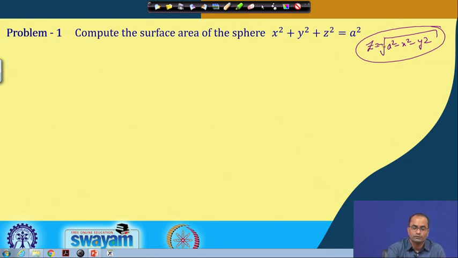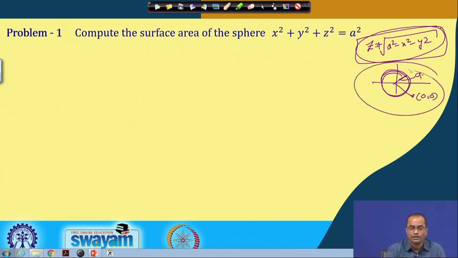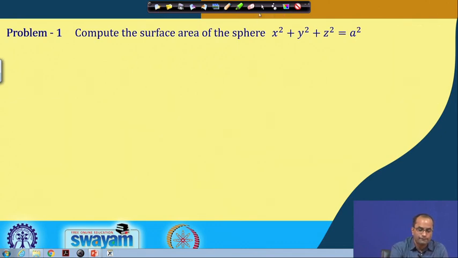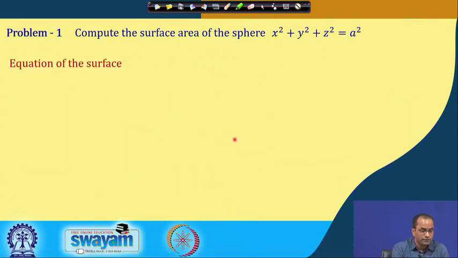So, we are considering only the positive part, the upper half of the sphere, and when we project into the xy plane, we will get this circle of radius a with the center at 0, 0. This is the equation which will give us the surface, which I have just discussed.